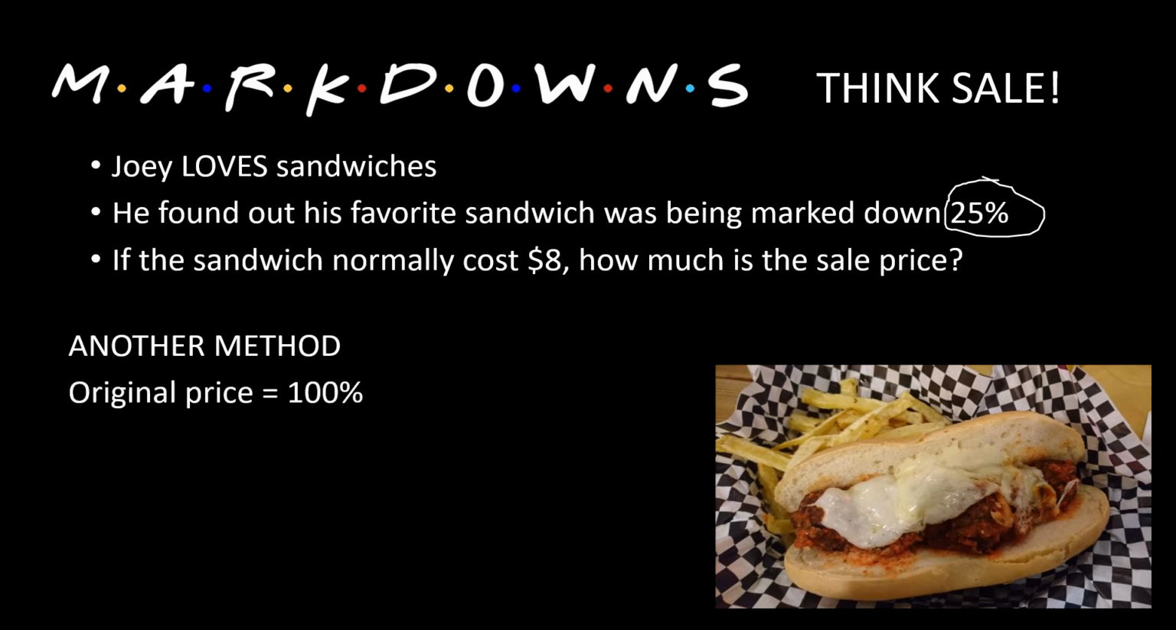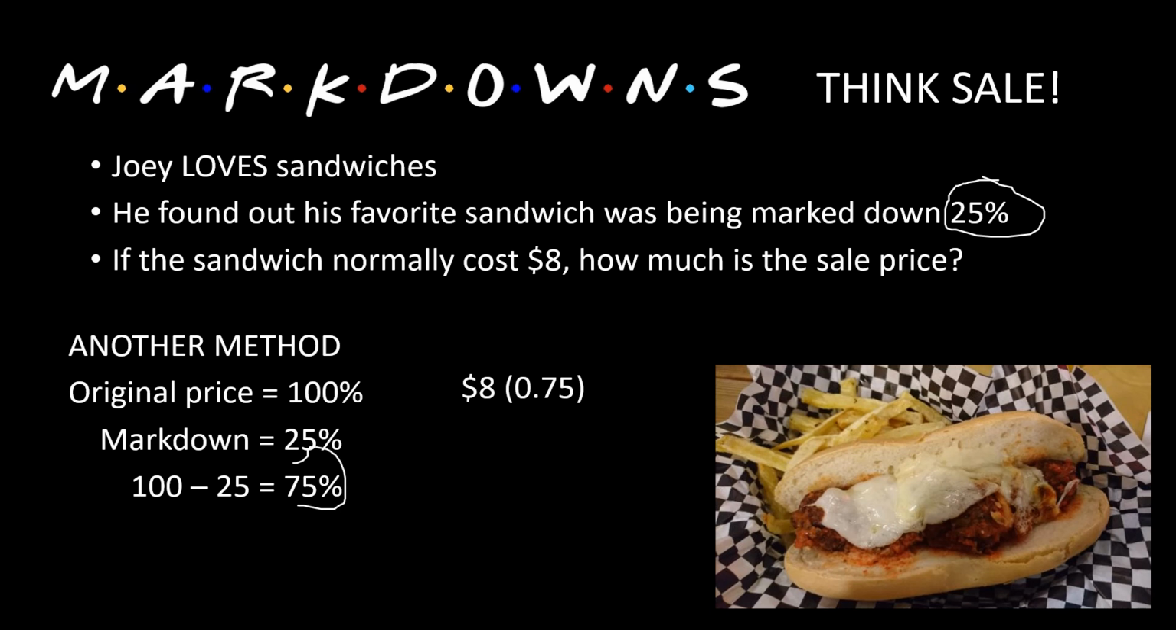The original price is always 100%. So if our markdown is 25%, really what you're doing is paying 75% of the original cost. So in order to solve this, you only need to do one step. The original price of $8 multiplied by 0.75, because remember, we're going to take this and turn it into a decimal, which is that 0.75. So it only takes one step. 0.75 times 8 is going to give you also $6 for your sale price.